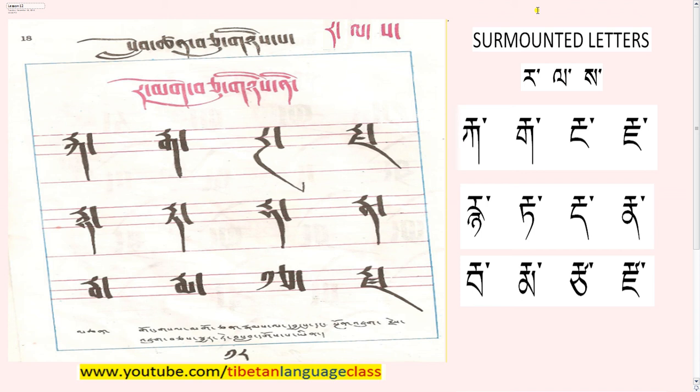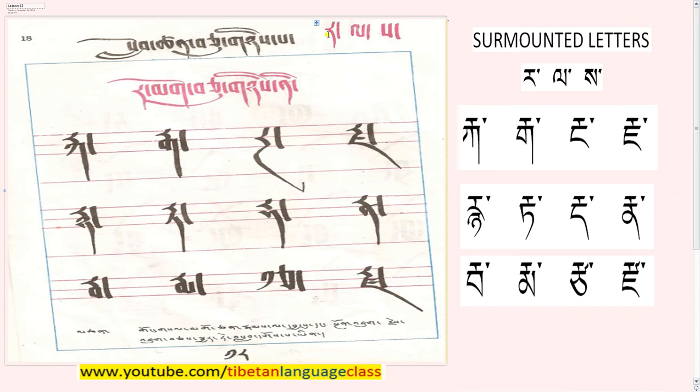Video number 23, lesson number 12. In this lesson, we're going to learn the first of the three different surmounted letters in Tibetan. The three letters are Ra, La, and Sa. These three letters can go on top of other letters.